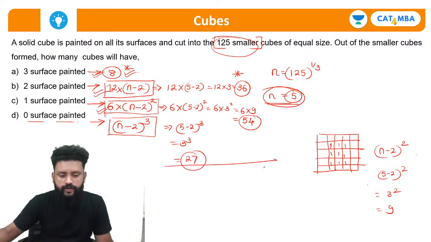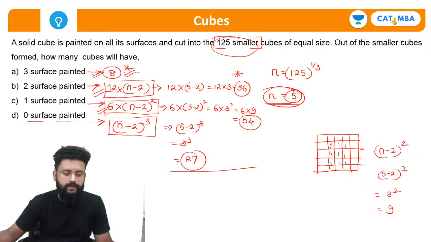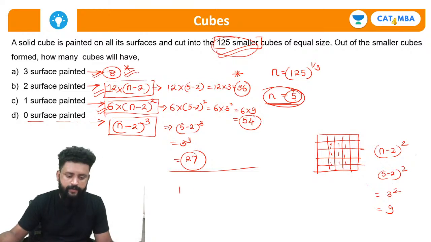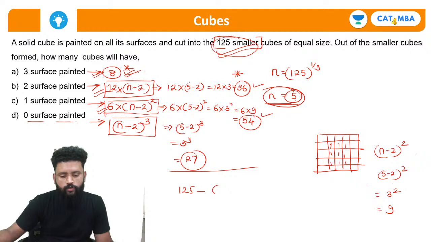And you can even cross check your answer using the previous method. What was the previous method? What was the total number of small cubes? 125. Out of which how many are colored? 36, 54 and 8. We'll subtract these cubes from 125. So 125 minus 8 plus 36 plus 54.